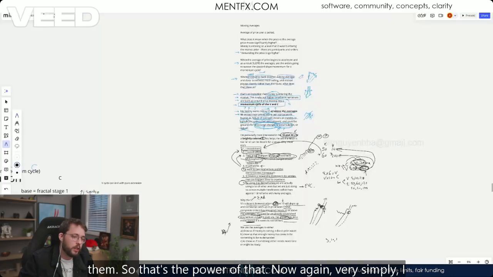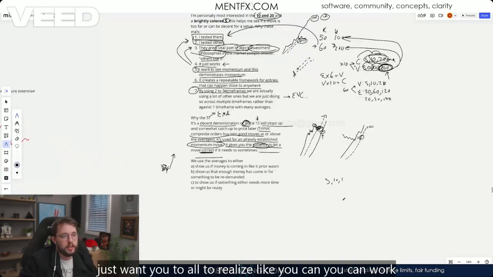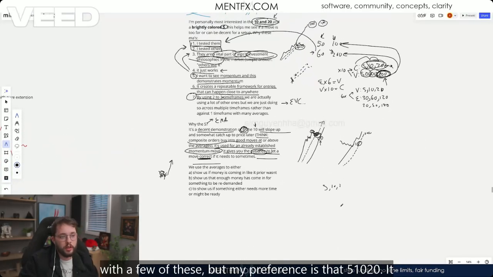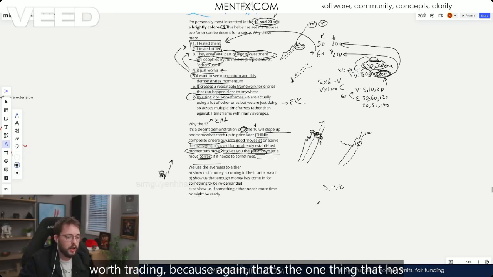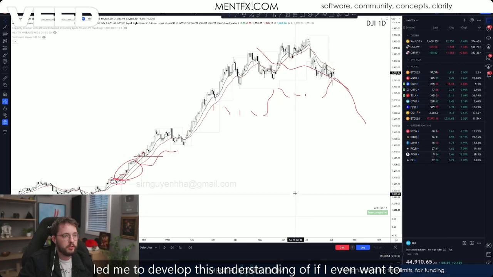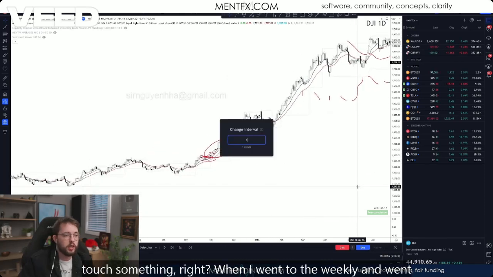Now, again, very simply, I just want you all to realize you can work with a few of these, but my preference is the 5, 10, 20. It gives me the clearest screenshot of what a market is doing, if it's worth trading, if where it is currently is worth trading, because that's the one thing that has led me to develop this understanding of if I even want to touch something, right?